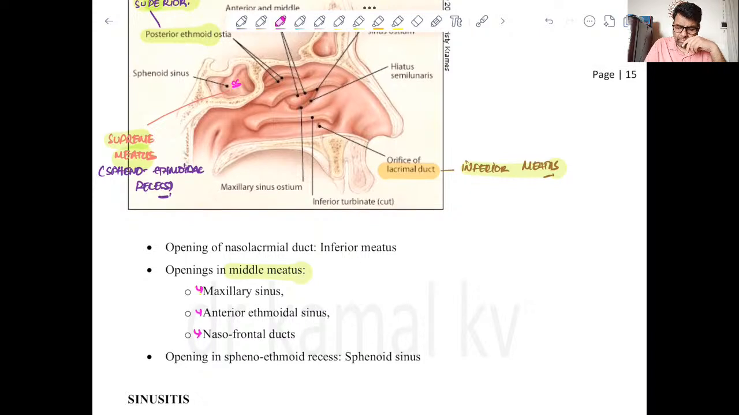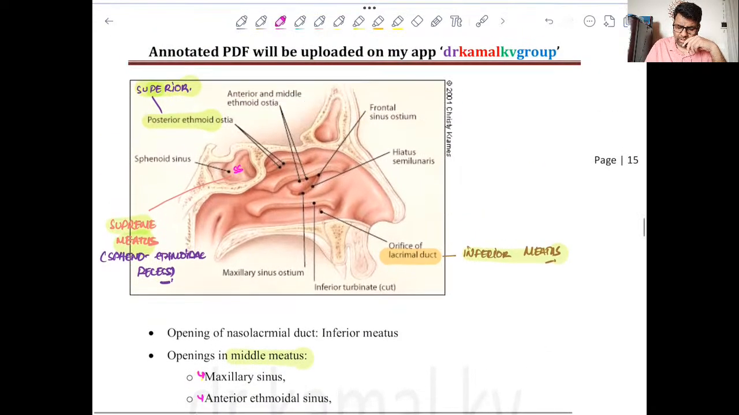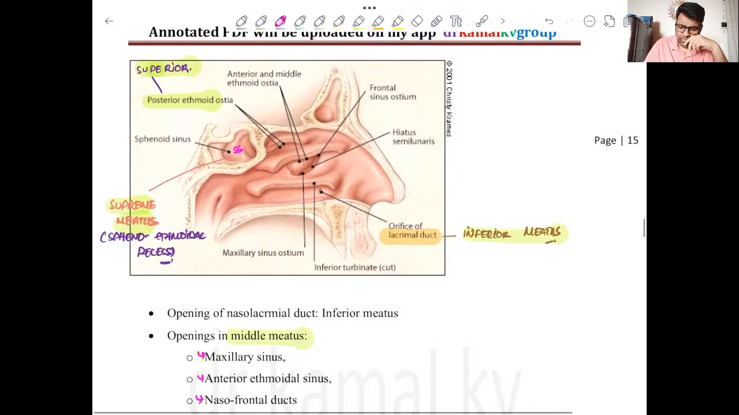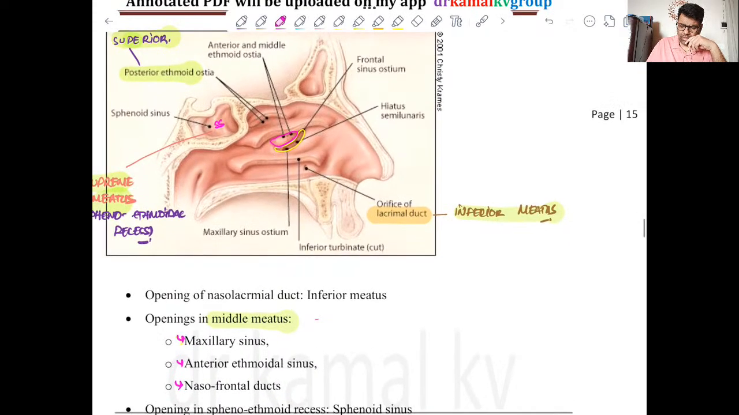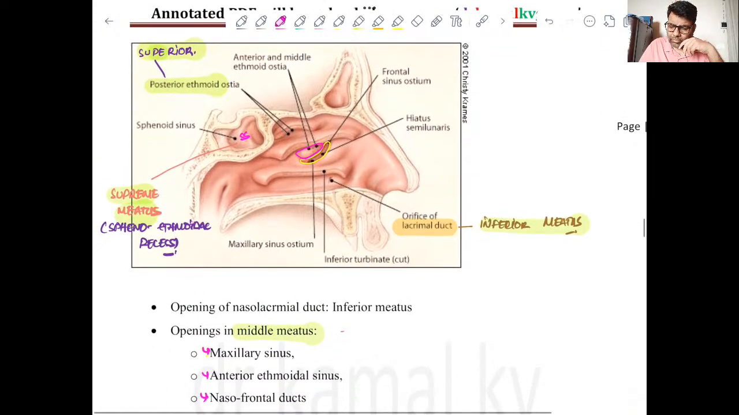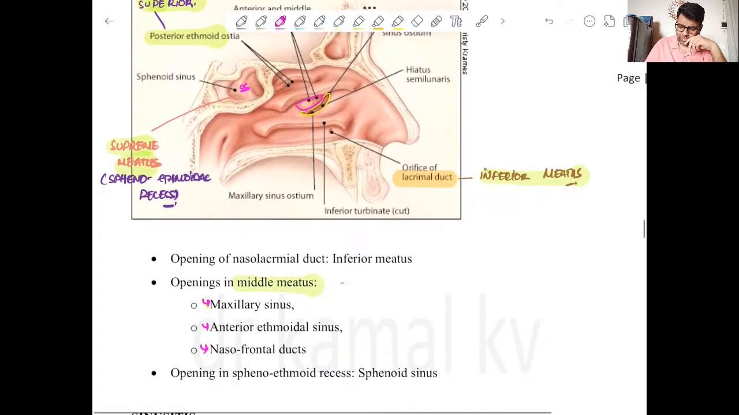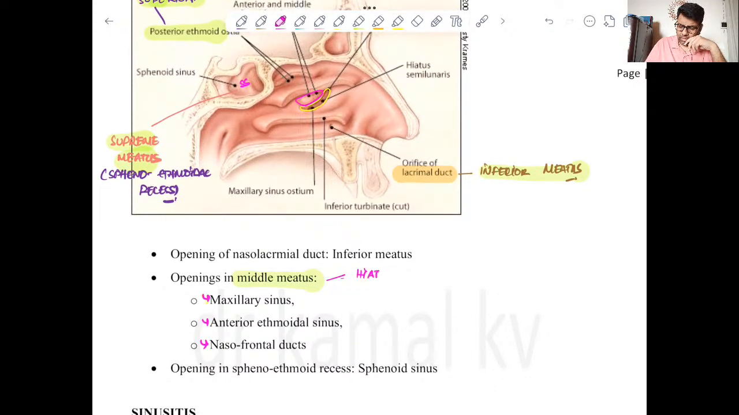And in relation to middle meatus, you need to remember two terms. One is hiatus semilunaris, clear, and another is bulla ethmoidalis. Clear? So the two terms you need to remember here. One is hiatus semilunaris, and second is bulla ethmoidalis.